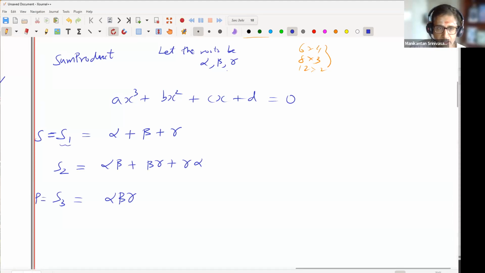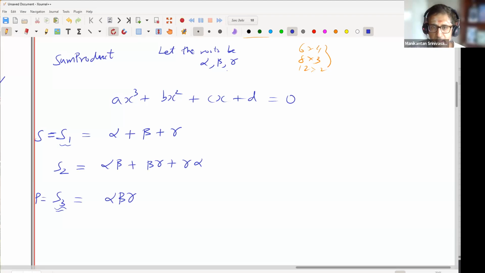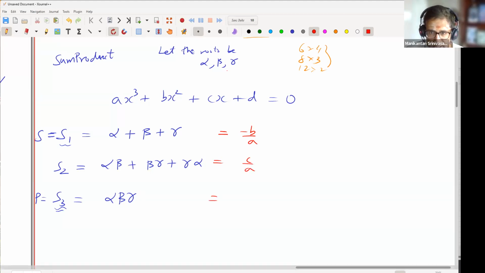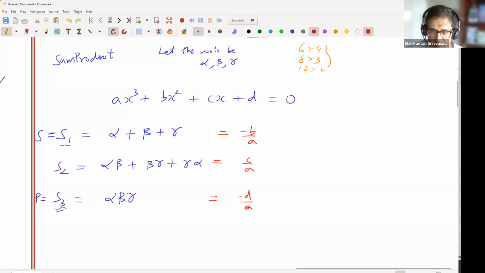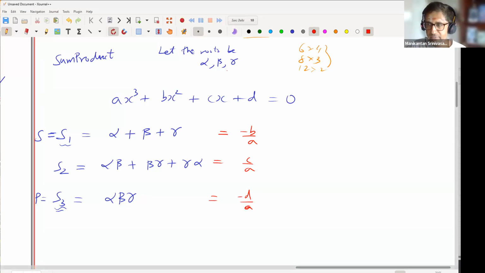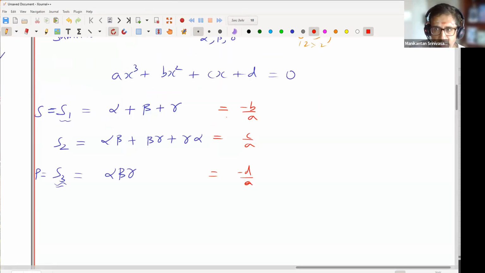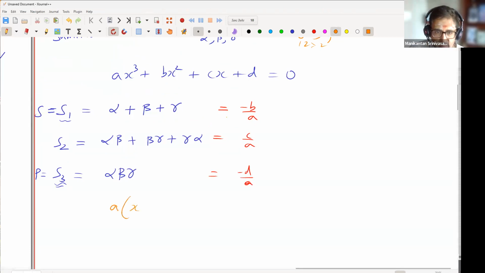So the extreme ends are the pure sums and the pure products, right? And the same pattern continues here. This is minus b by a, and this is c by a, and this is minus d by a, right? You start with negative, and then you keep flipping minus and plus, minus and plus. And why is that? Because I can write this equation as a times (x minus alpha)(x minus beta)(x minus gamma), right?